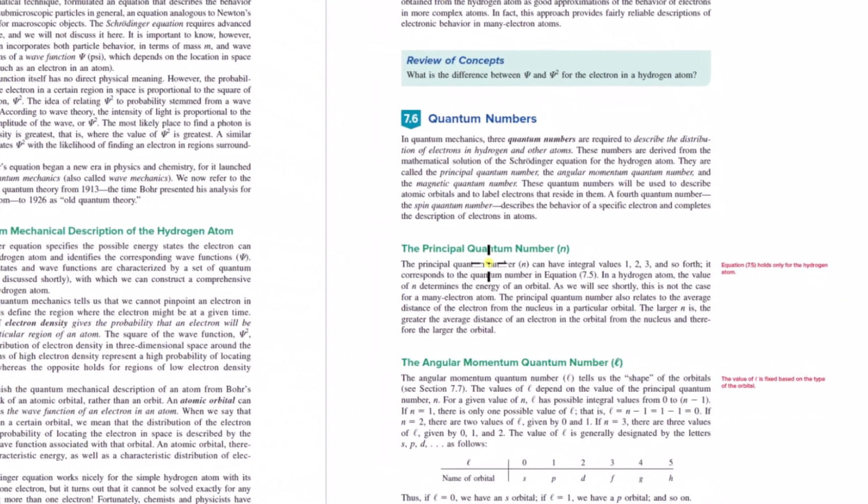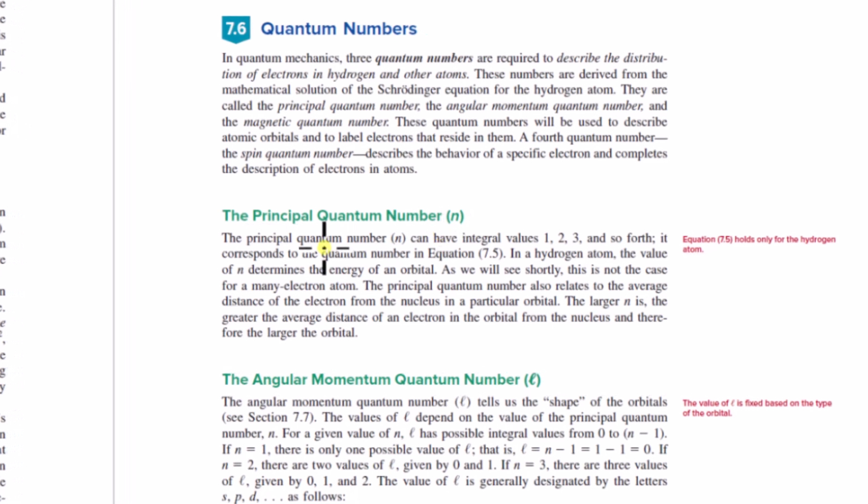Okay, so the first quantum number is the principal quantum number. This number can have integral values 1, 2, 3, and so forth. So from 1 to, not infinity, but 1, 2, 3, 4, 5, 6, and so forth. It corresponds to the quantum number in equation 7.5. This equation was the energy states of electrons in the hydrogen atom. So it gave all of the energy levels. In equation 7.5, the variable was E_n. E is a function of the integers, and it gave the energy levels for the different orbitals of the electron in the hydrogen atom.